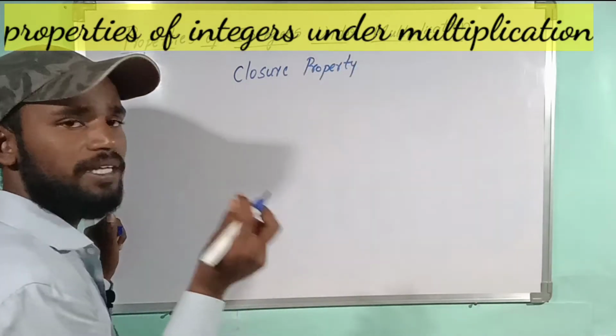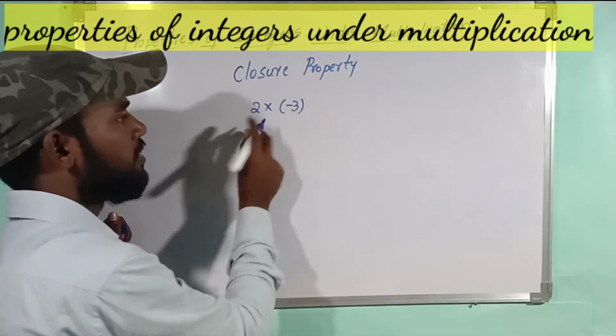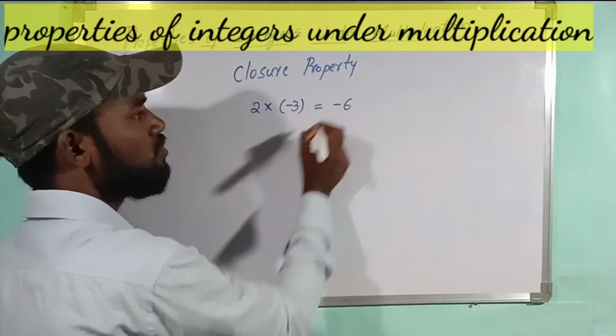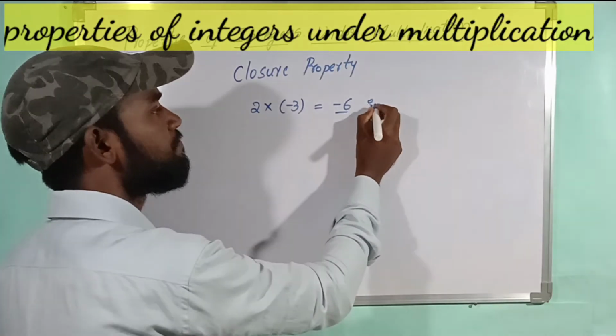See here, let's take any two integers, 2 into minus 3. Here 2 is an integer, minus 3 is an integer. So 2 into minus 3 is equal to minus 6. The product, minus 6, is also an integer.